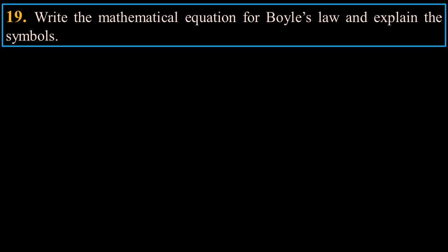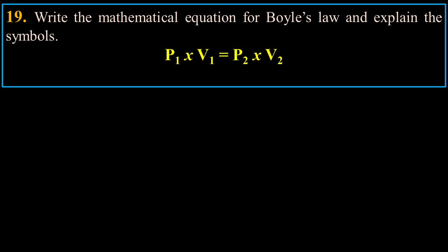Write the mathematical equation for Boyle's law and explain the symbols. I'm just going to let this one run, and I'll be right back. I'm going to go get a cup of tea. I'll be back and I'll see where we are. So I'll let that run, okay? Good luck.